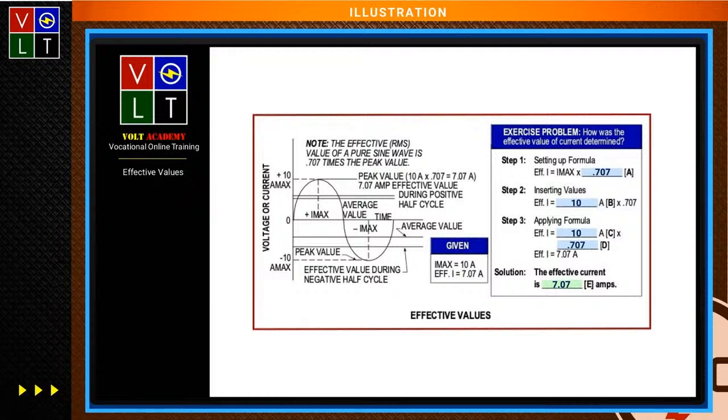I'm going to take the Imax and multiply that times 0.707. And if you look in the illustration, what is that Imax? It's 10 amps at peak value. Well, if I take 10 amps times 0.707, that's going to give you an effective current value of 7.07 amps.